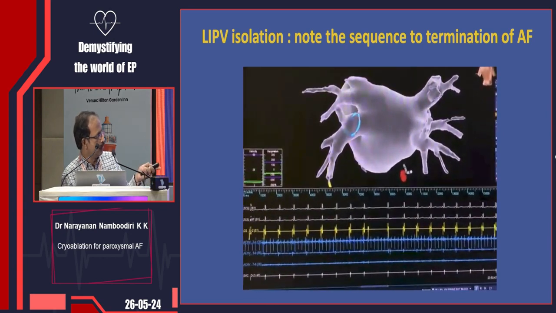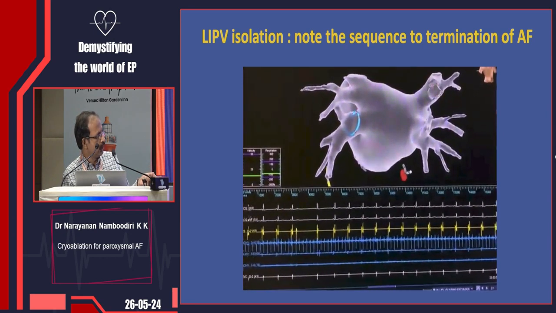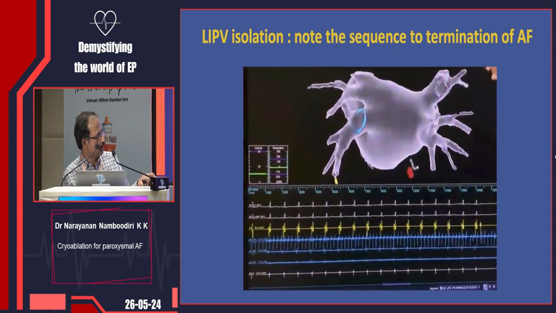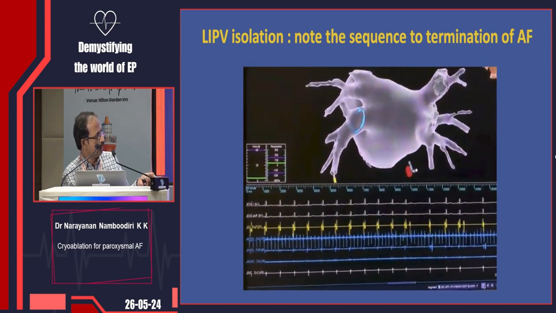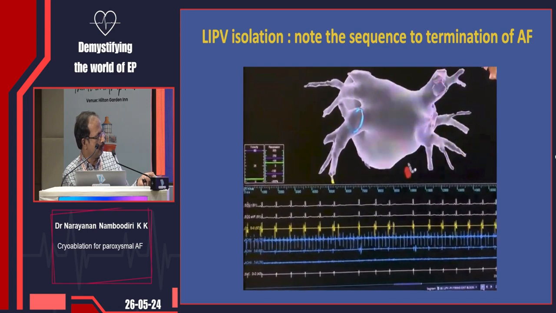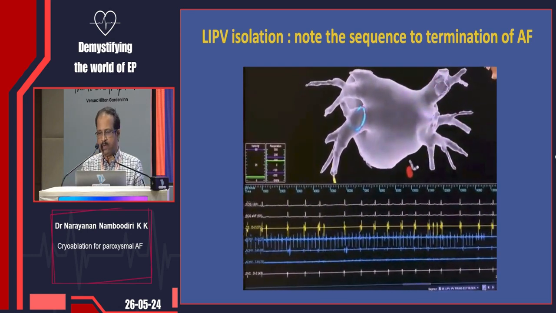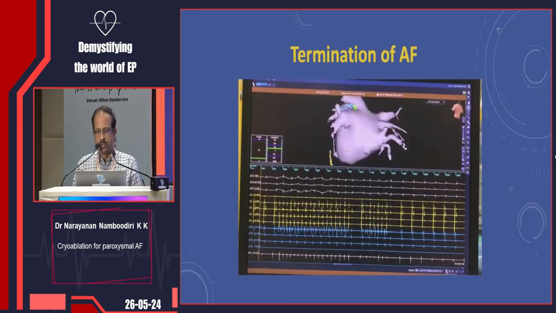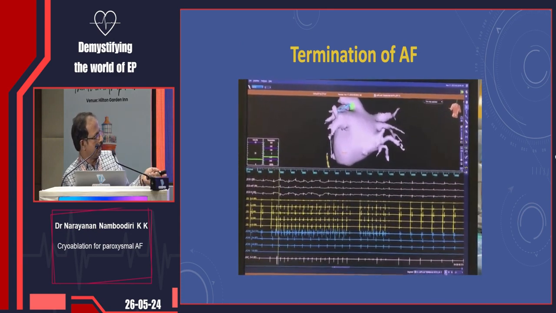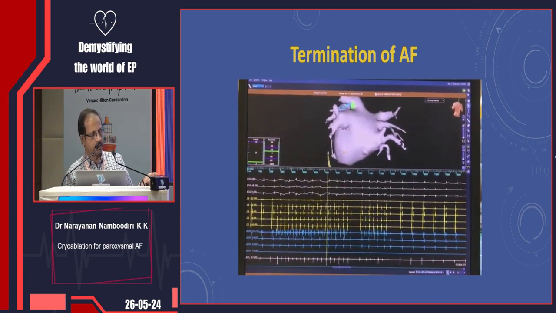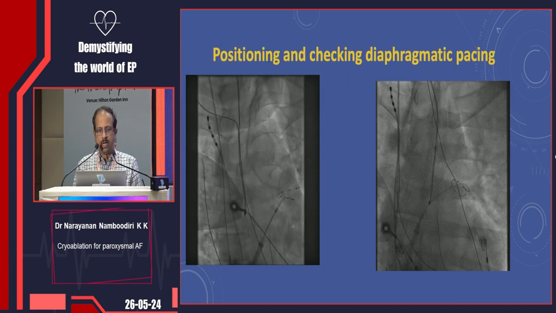This is during isolation, and sequentially with the continuation of the energy, you can see even the termination of the atrial fibrillation in the pulmonary vein at this point. So here, the termination of atrial fibrillation again, isolation, the patient is going into sinus rhythm. Again, positioning for the diaphragmatic pacing, this is very important.